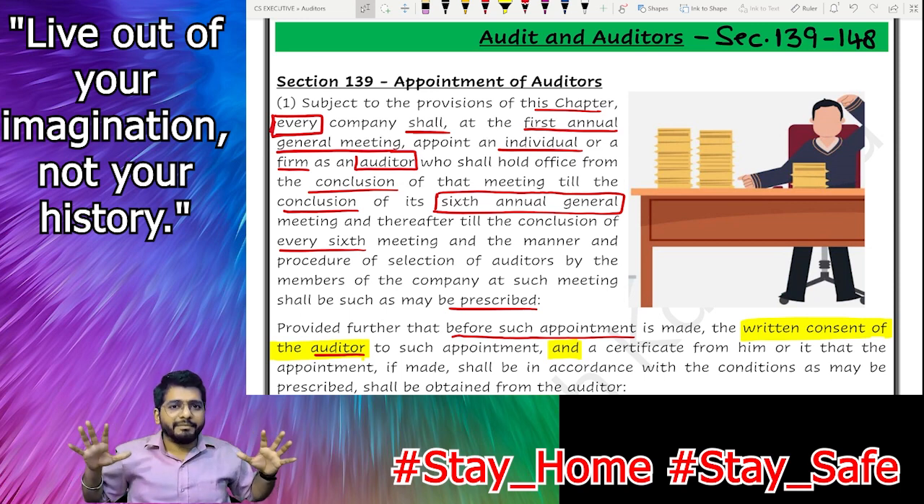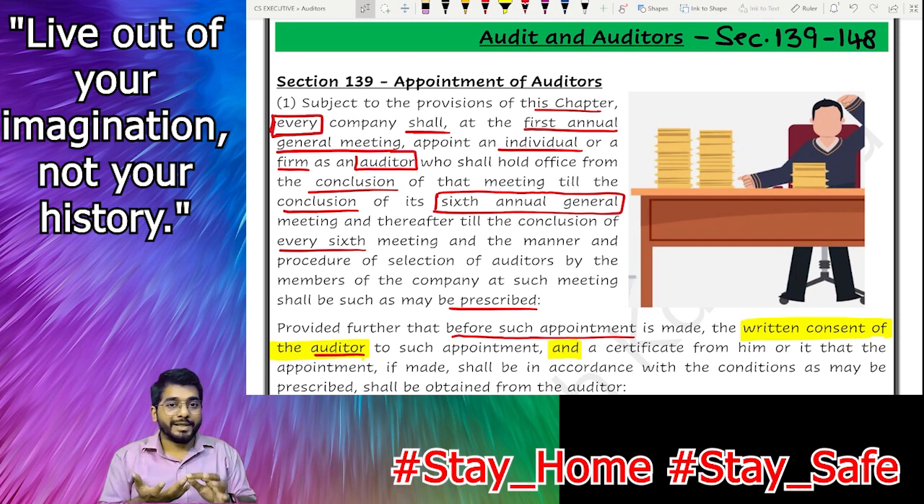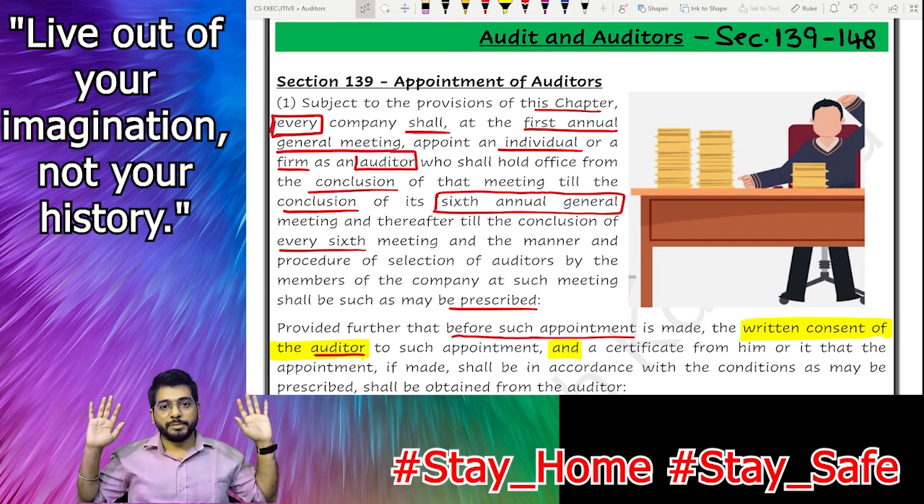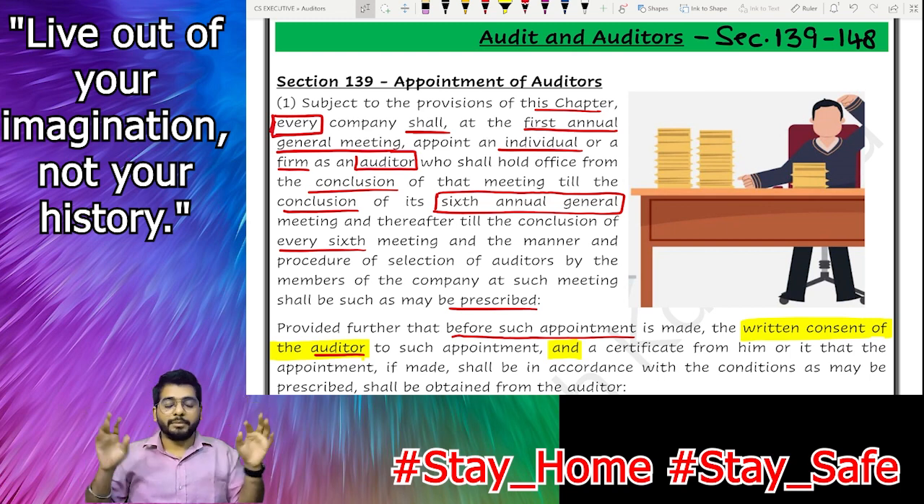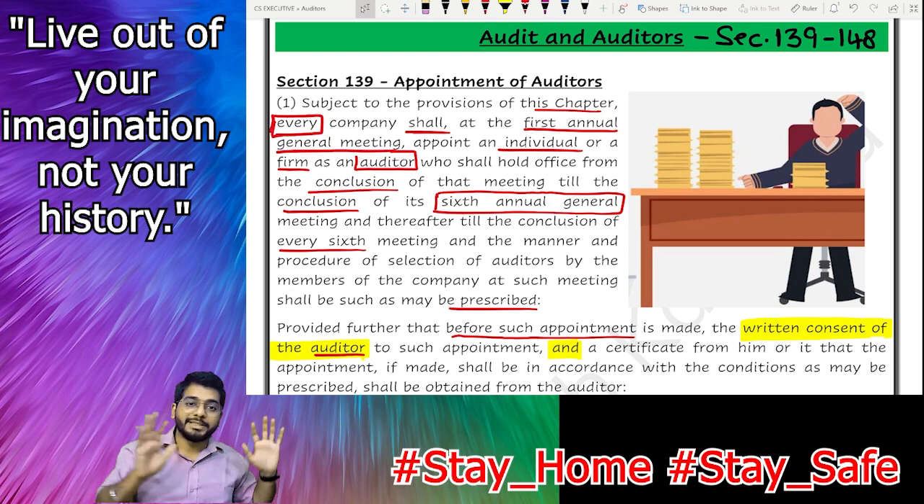Of course, in detail, we did not talk. In detail, a separate section will be there. But removal or resignation at any time is possible. There is no problem over there. You can remove any auditor at any time. Also, your auditor can resign from any company at any time. For resignation also, a separate section is there.